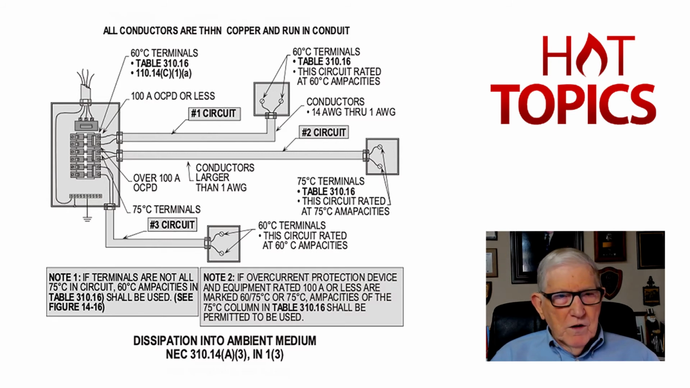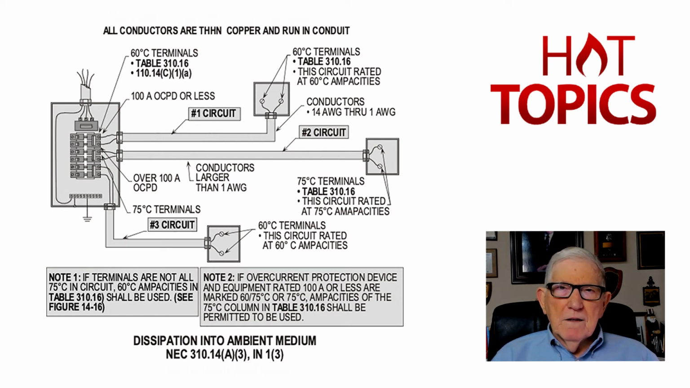Now let's jump to circuit number 3. Looking at the overcurrent device, there's 75 degrees C. You come over to the equipment and say, uh-oh, we only have 60 degree C terminals. Or you'd have to get a hold of equipment that's 75 degrees C, or you're stuck with 60 degrees C ampacities here.